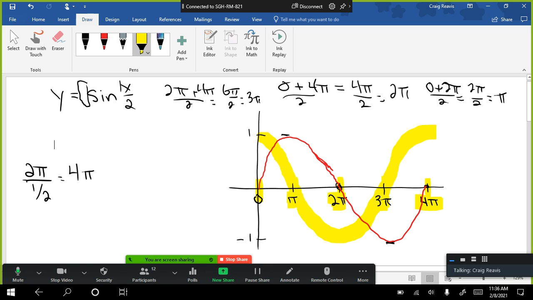You need to find where it starts. You need to find where it ends. Find those 3 points in the middle by cutting it in half and in half. All right, and then you got to look at the amplitude.